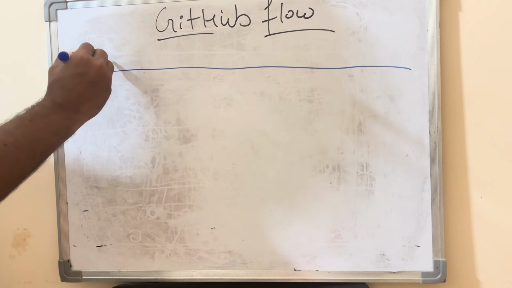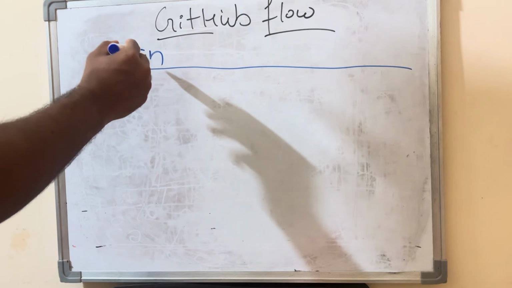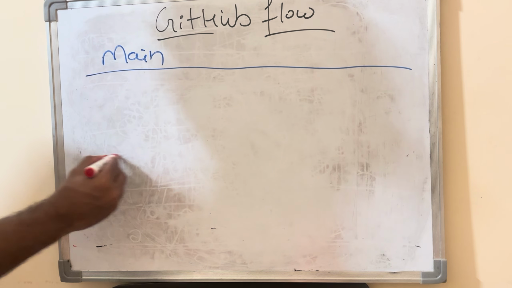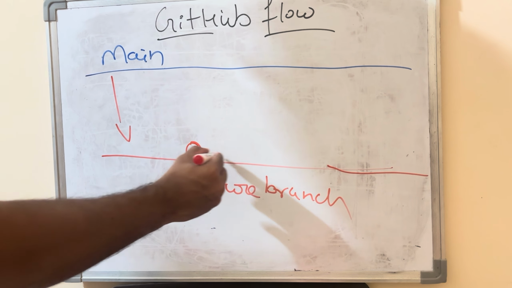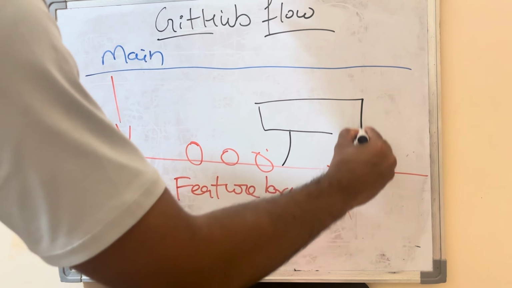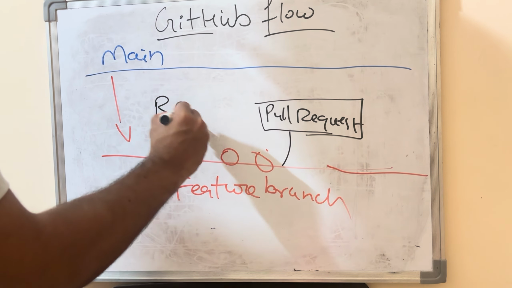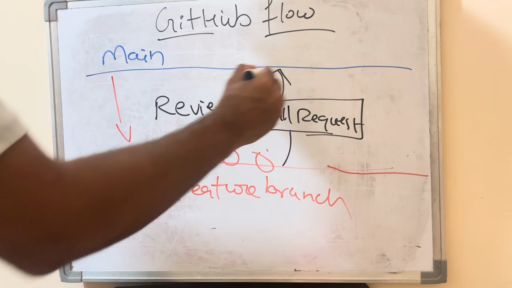In GitHub flow, you have only one long-lived branch. We call it the main branch or master branch. The main branch always has the production-ready code. Then for new features, developers create feature branches directly from the main branch. Once the feature development is ready in the feature branch, developers will create a pull request or merge request to merge the changes to the main branch. In this pull request, a reviewer will review their code. Once everything is fine, they can merge the changes to the main branch.